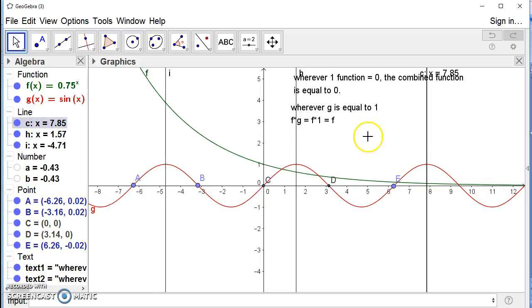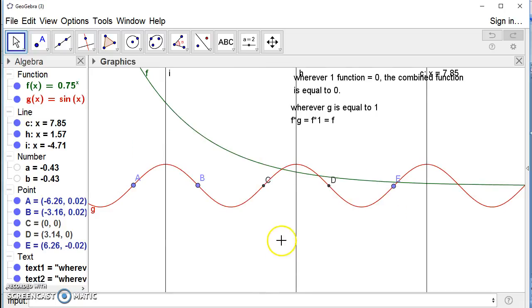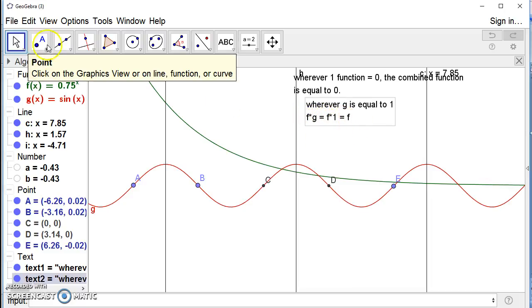If you think about multiplying, let's get rid of the axis just to make this a bit easier for us for a second. If you multiply a number by 1, then the number is whatever it was before. Therefore, whenever one of the functions is equal to 1, the value of the combined function is simply equal to the other function. That's what I'm trying to say here. f times g is like saying f times 1, and f times 1 is just f.